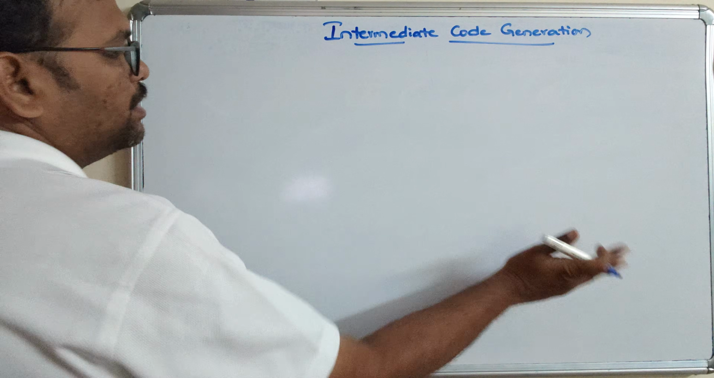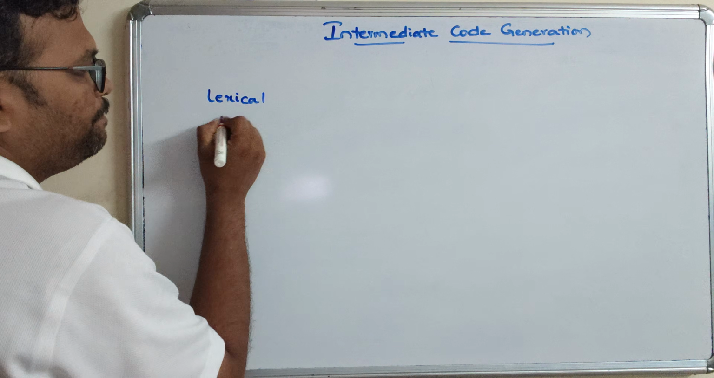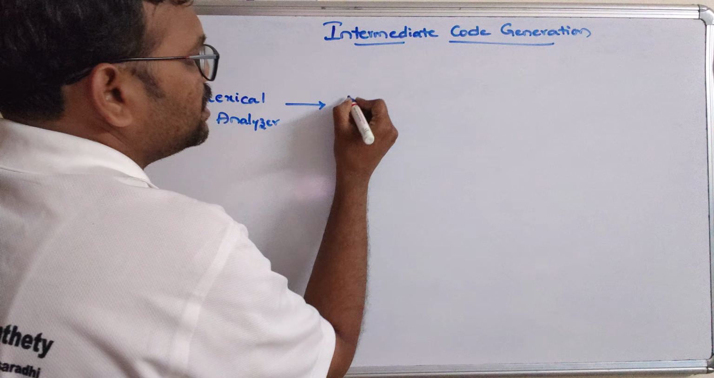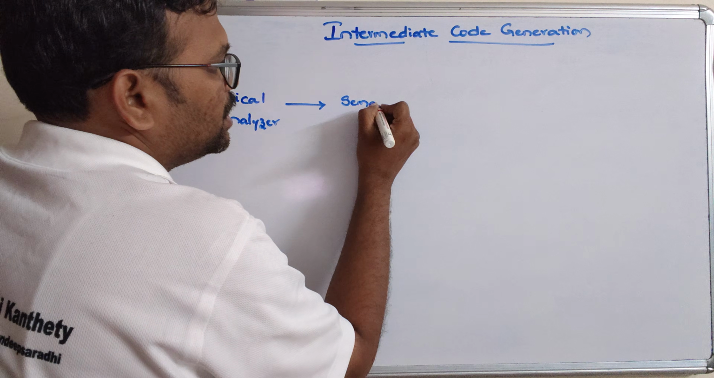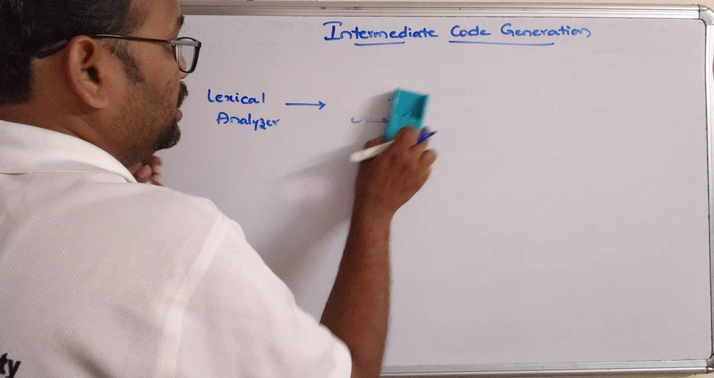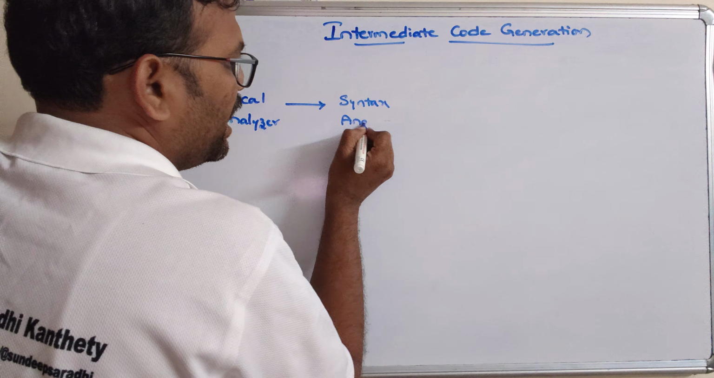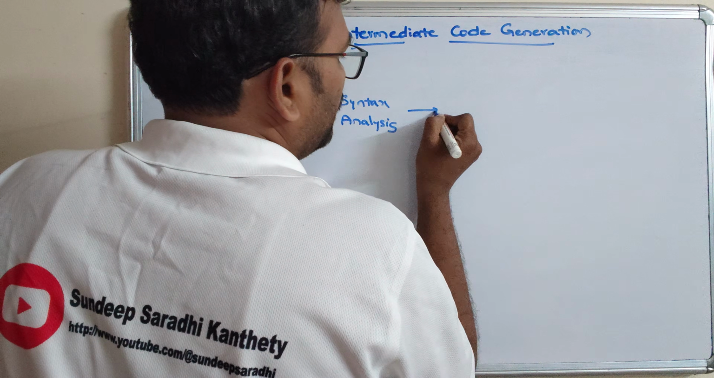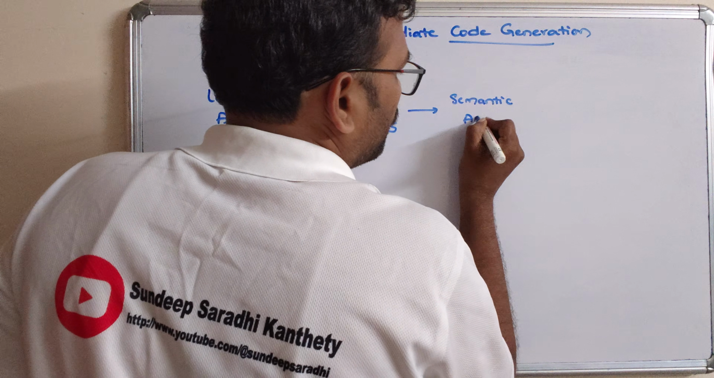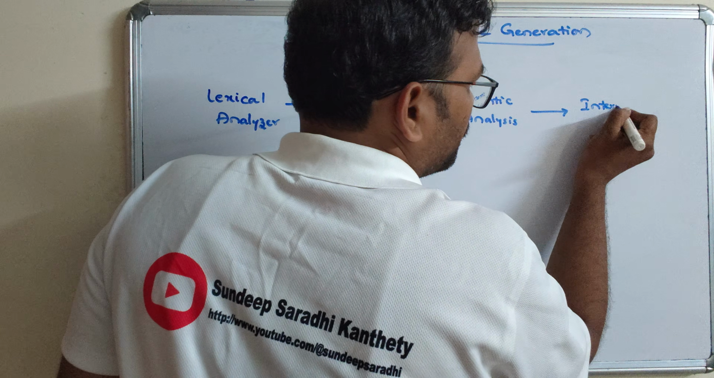So the first one is the lexical analyzer. The next one is syntax analysis, then semantic analysis, and the next one is the intermediate code generator.